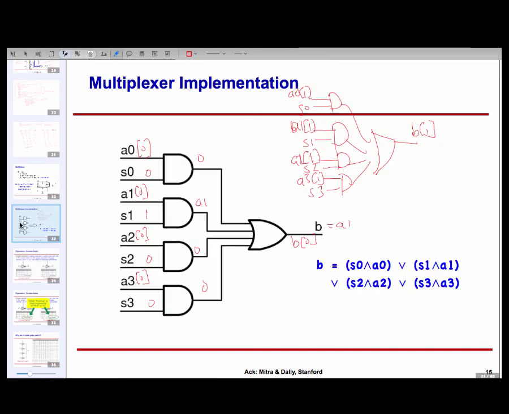Now, multiplexers are humongously important. As you can imagine, this idea of information coming from many sources and then converging into a single thing, where I need to select the right one, is encountered in so many places. I gave you the example of the CPU.